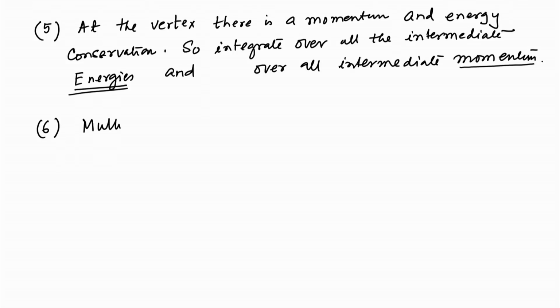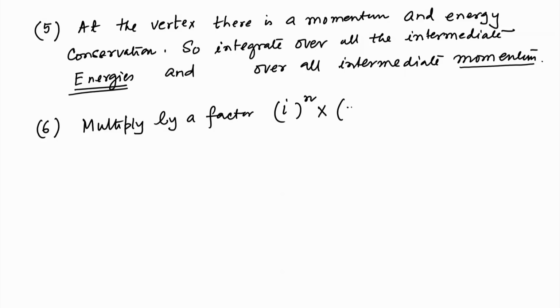Multiply by a factor of I to the power n, because to convert each of these time ordered products into a Green's function, we need to multiply it with I. So, each of the terms will have to be multiplied with I, and hence n of those terms will have to be multiplied with I to the power n, and then we will also have to multiply it with minus 1 whole to the power f, where f is the number of closed fermion loops.